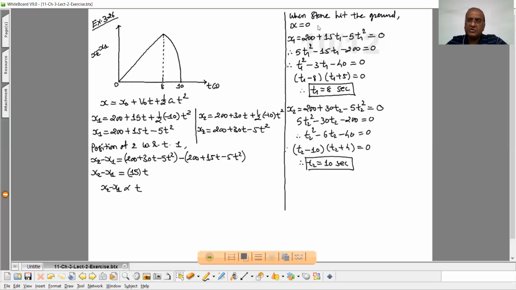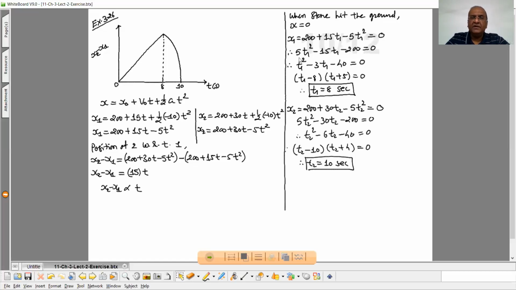So when the stone hits the ground, its final position is 0. So when the stone hits the ground, x equals 0. For the first stone, we can write x1 equals 200 plus 15t1 minus 5t1 square, where t1 is the time taken by the first stone to hit the ground. And when it hits the ground, x equals 0.